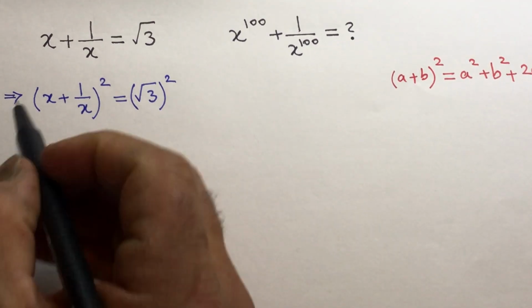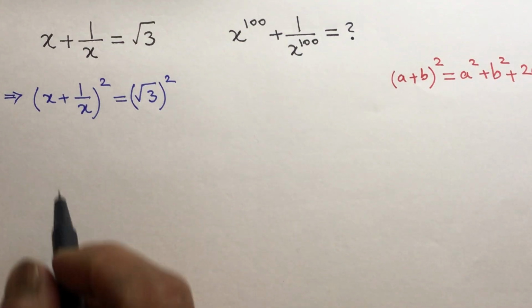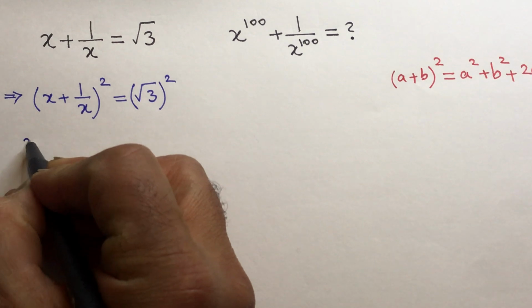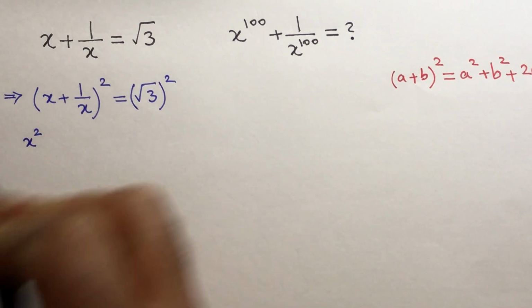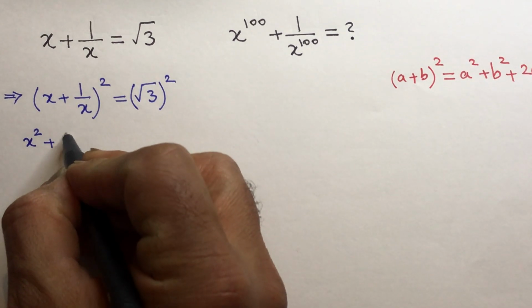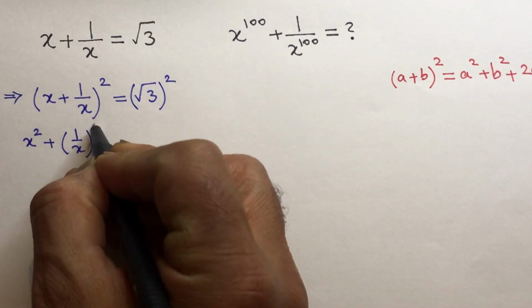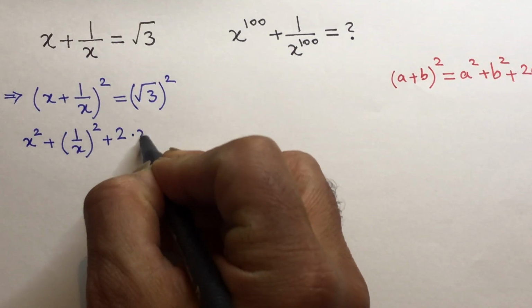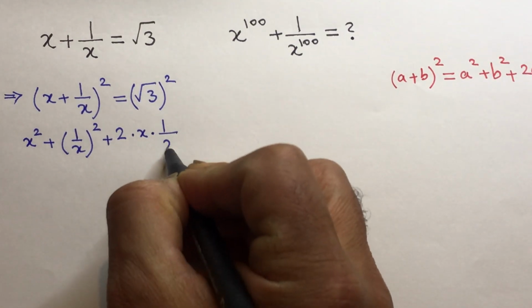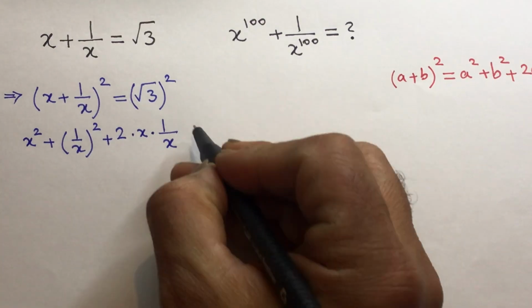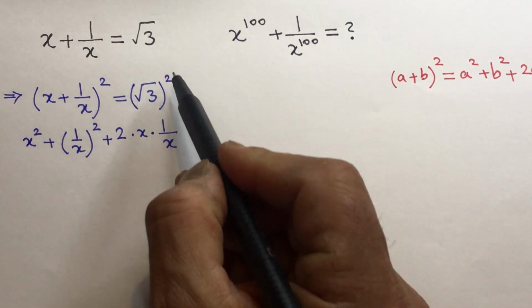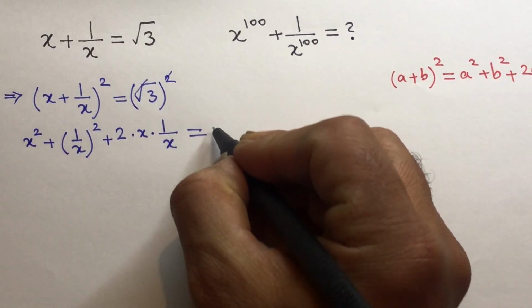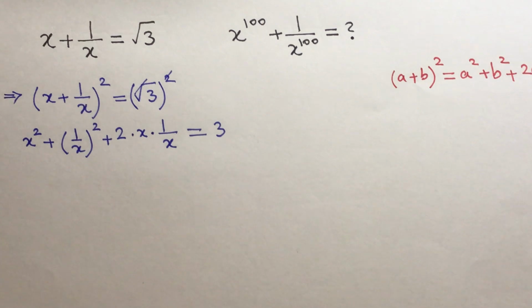Now, considering this identity, the first term squared plus the second term squared, plus 2 times the first term times the second term, equals, for the right side, the square will be removed with the radical sign and we just have 3 here.